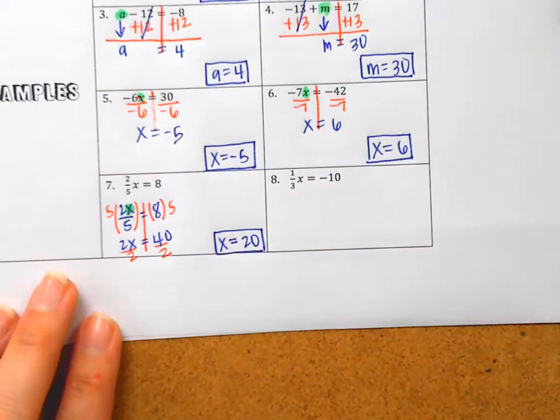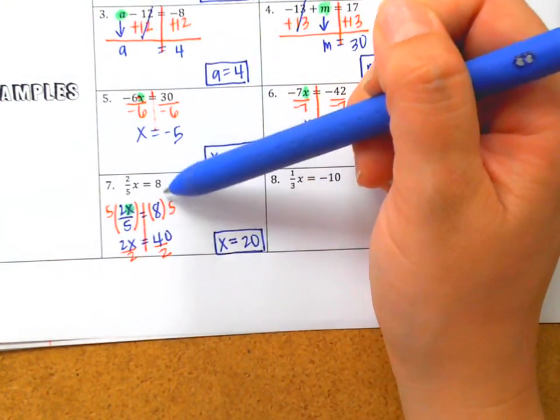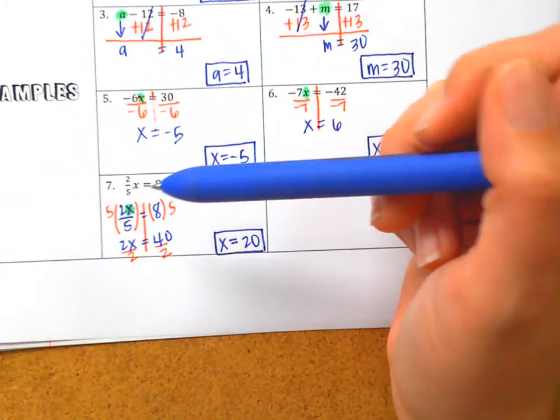So again, if you would have preferred to just do it in one step, you can multiply both sides by 5/2, which is essentially what we did. We just broke it up into 2 parts.